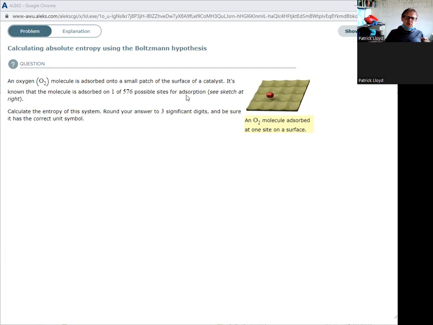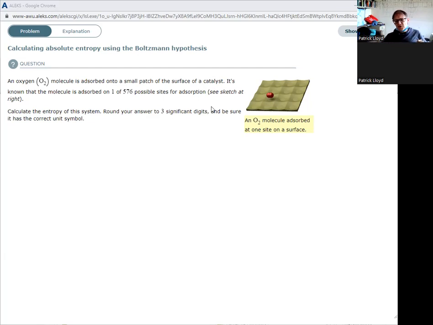And what they're saying in this problem is that there's only one oxygen molecule, so it's in this state here, adsorbed right there. There are 576 different positions it could be, is what they're saying. And they want you to calculate the entropy. Now, the Boltzmann hypothesis says that there's a very simple mathematical relationship between the number of possible states and the amount of entropy, which they call absolute entropy. It's a statistical calculation.